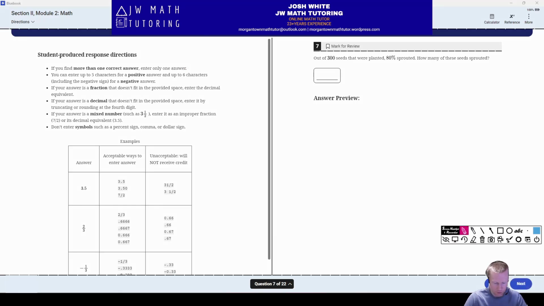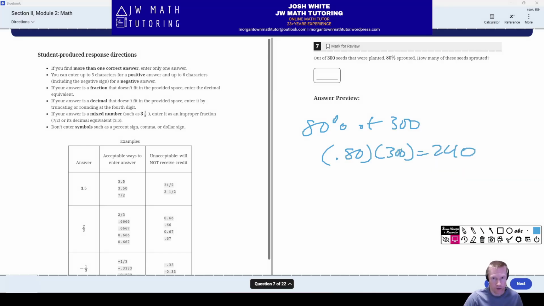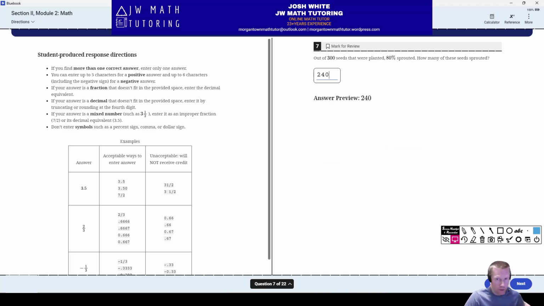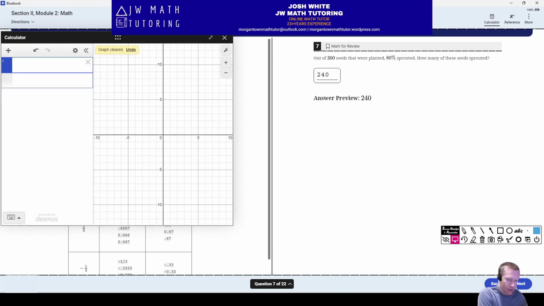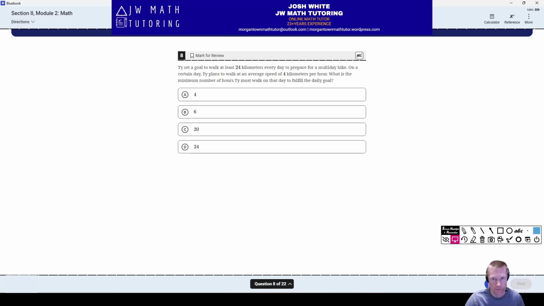Next up, simple percentages question. 80% of 300. In other words, 0.80 times 300. The correct answer for this is 240. And again, you can go to Desmos with percentages and you can just basically type it in, as I said it. You can say 80% of 300, and there's your answer right there, 240. And that's it.